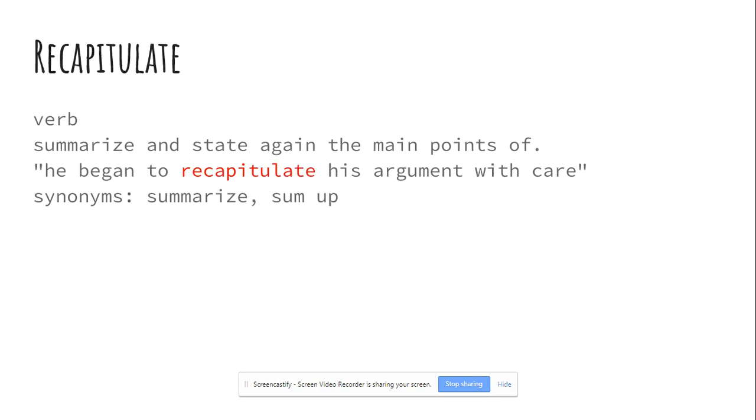Recapitulate. This is where we get the word recap from. Like, can you recap something for me? It's a verb and it means to summarize and state again the main points of. So, he began to recapitulate his argument with care. Here, recapitulate is the verb, so that's why it's in red. It just means to summarize or to say again. You might recapitulate a story for the police, for example. If you were filling out an accident report, you're summarizing or summing it up. A lot of times, English teachers want you to recapitulate your main points at the end of an essay.